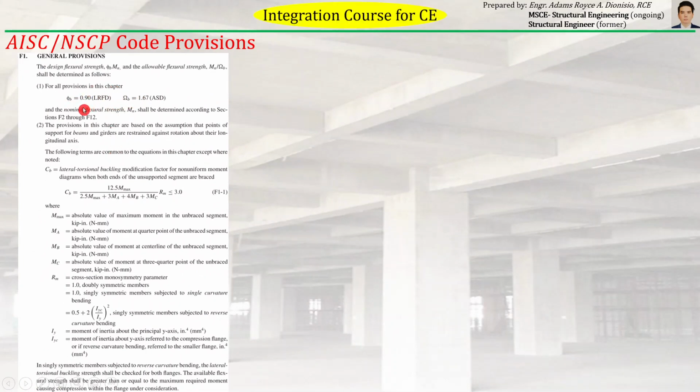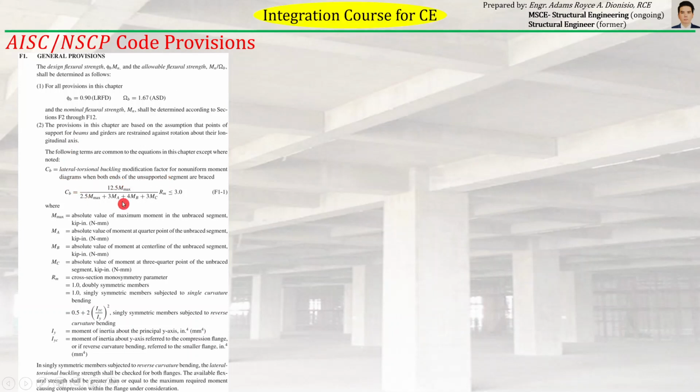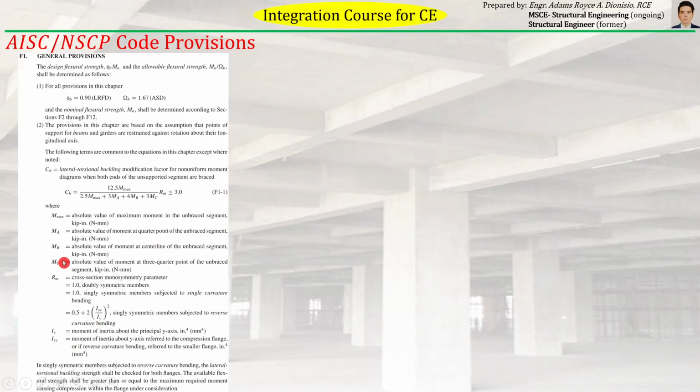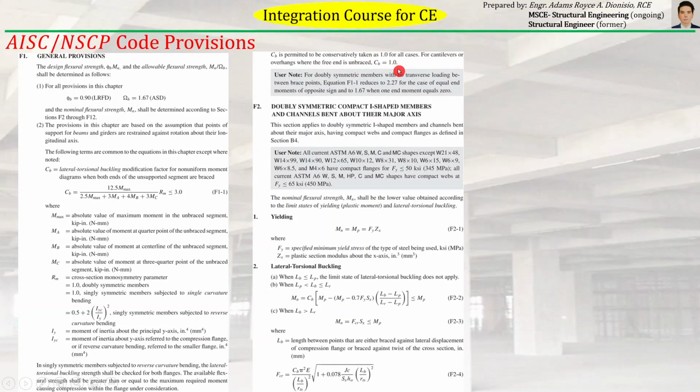The strength reduction factor for LRFD is already indicated here, as well as the omega for ASD. This 0.9, which I mentioned earlier, is the strength reduction factor for bending or for beams. Also indicated here is Cb, the lateral torsional buckling modification factor that we use for the LTB limit state. So this is its formula, and these are the meanings of the terms in the formula. We can refer to that later if we use this value. Although commonly, Cb is permitted to be conservatively taken as 1 for all cases.